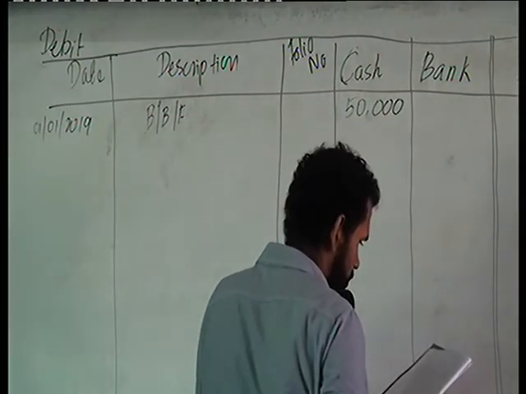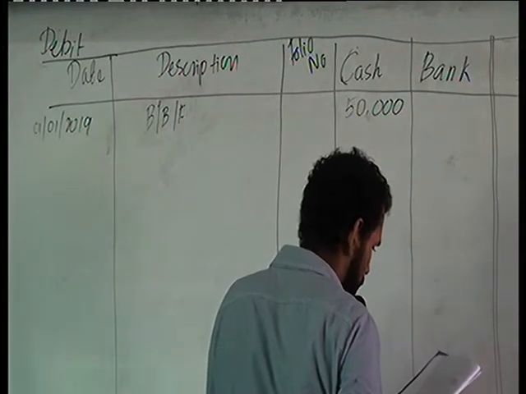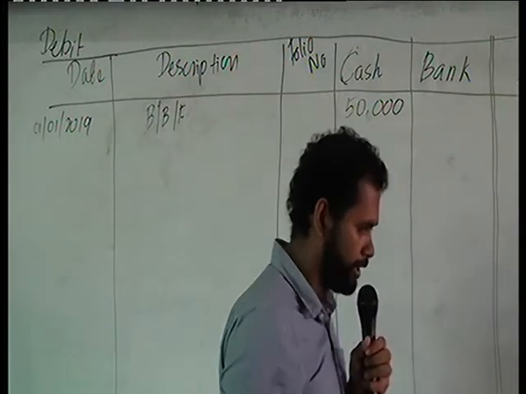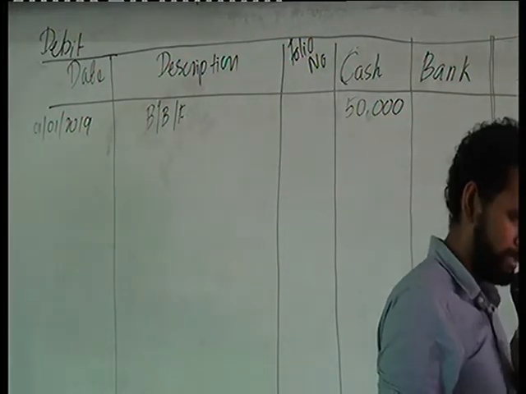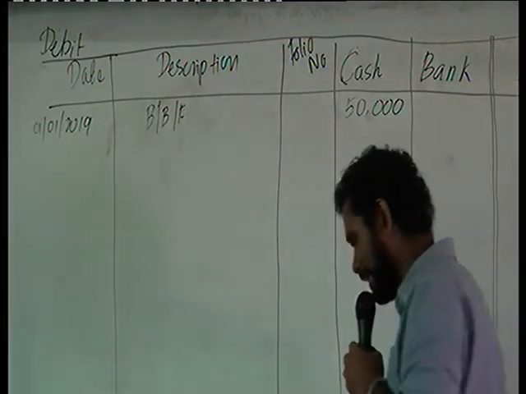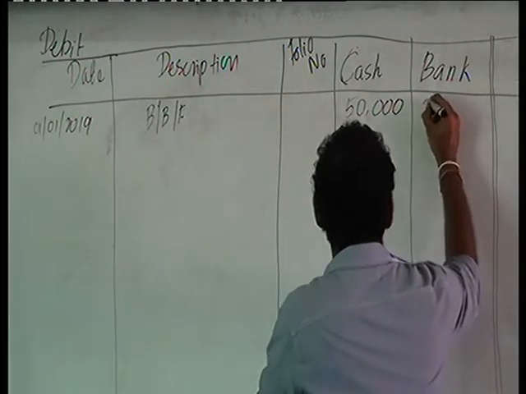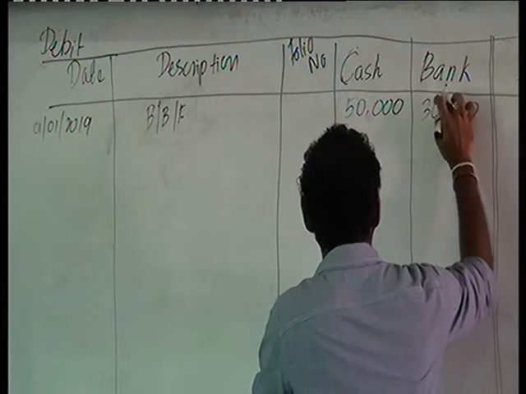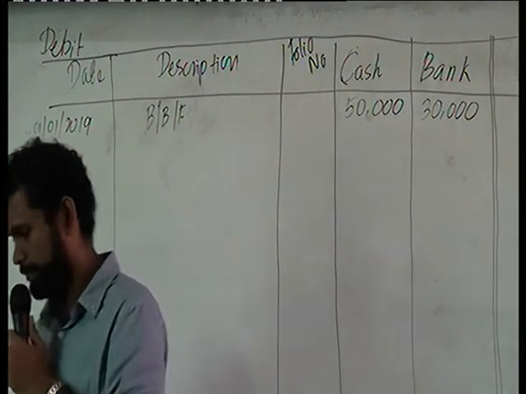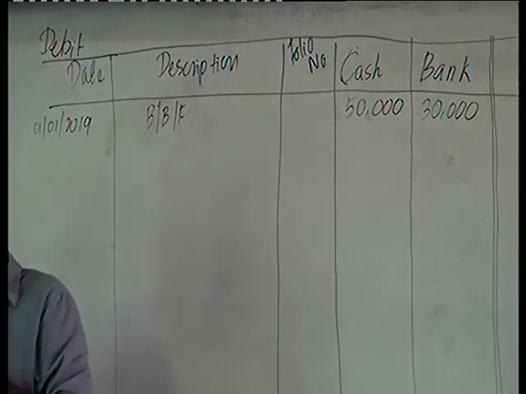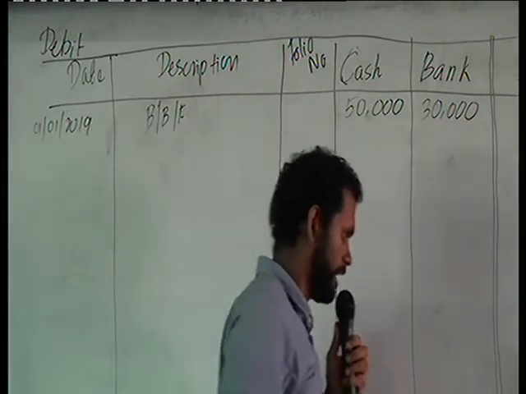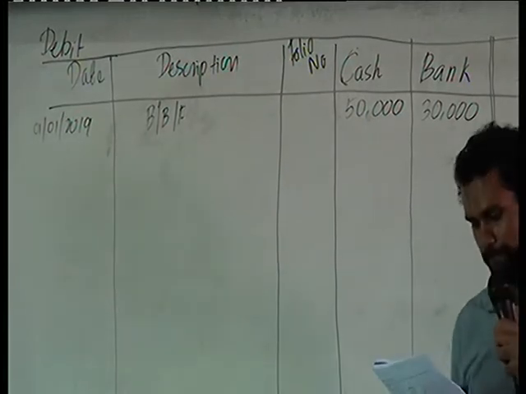Then he has deposited 30,000 in the bank in order to open a bank current account under the name of the company. So out of this 50,000, he has another 30,000 in the bank balance. So bank balance as at 1st January was 30,000. The transactions of the business in the month of January are stated below. Now this is the opening balance. So the opening balance of the cash account is a debit balance. Now we'll see the first one.